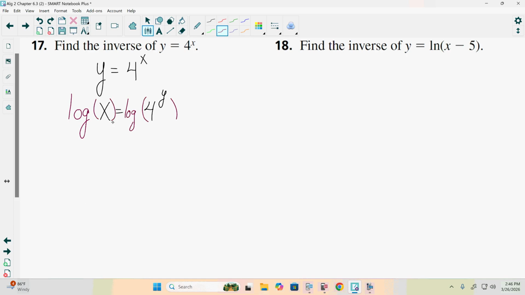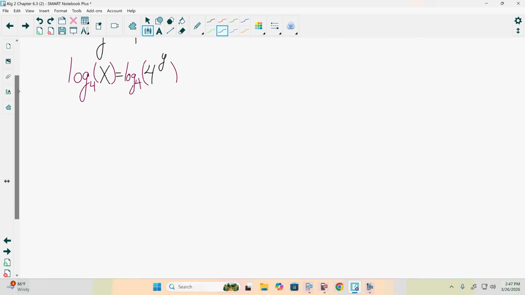Now I'm going to apply a log to both sides, but I need a specific base. We can't just use 10, in this case anyways. What would the base of this log need to be? 4. Because for this to simplify on the right-hand side, log base 4 of 4 to the y is going to simplify to y. We need that base and the base inside the log to be the same.